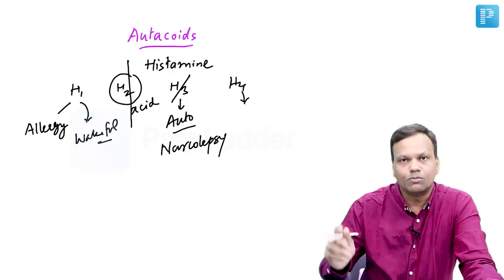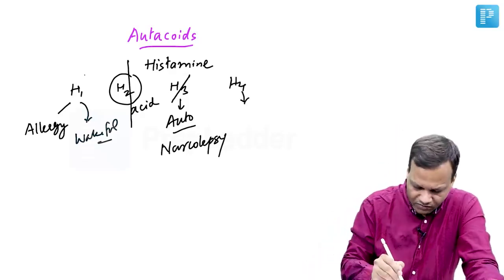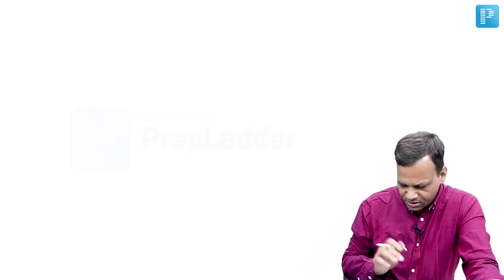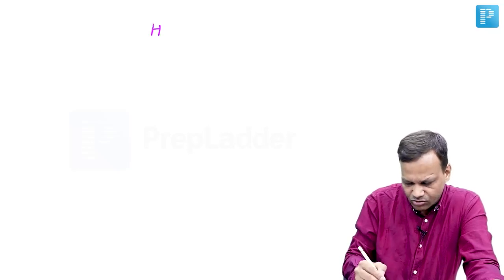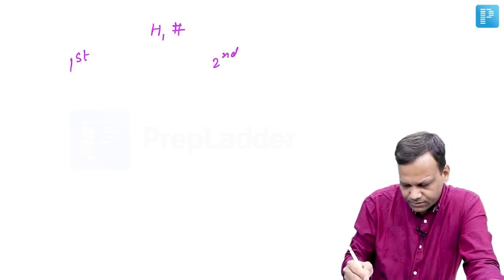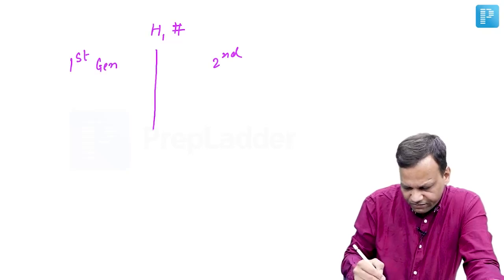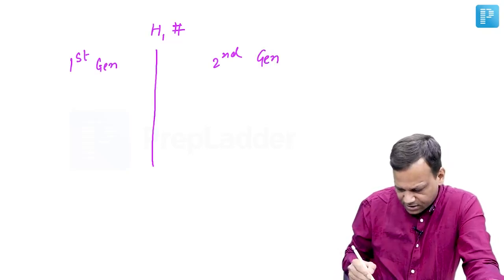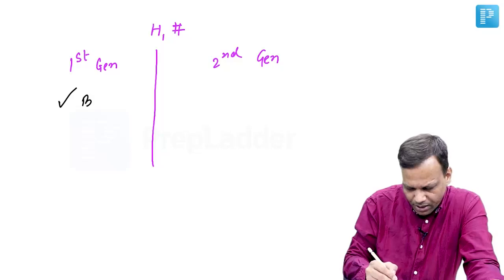And H4 causes chemotaxis. The most important drug will be drugs which block H1 receptors. So they are called as H1 antihistaminics or simply antihistaminics. They are divided into first and second generation drugs. The basic difference between the first and second generation antihistaminics is first generation can cross the blood-brain barrier.